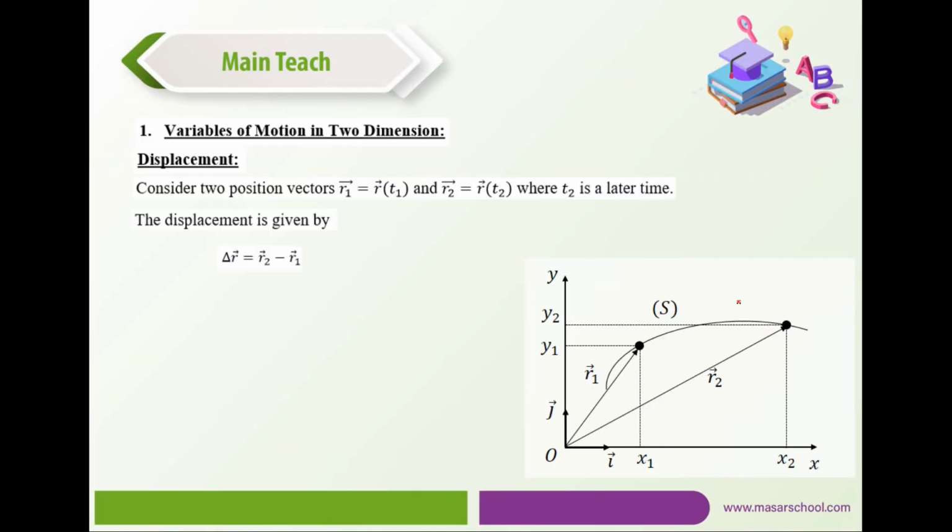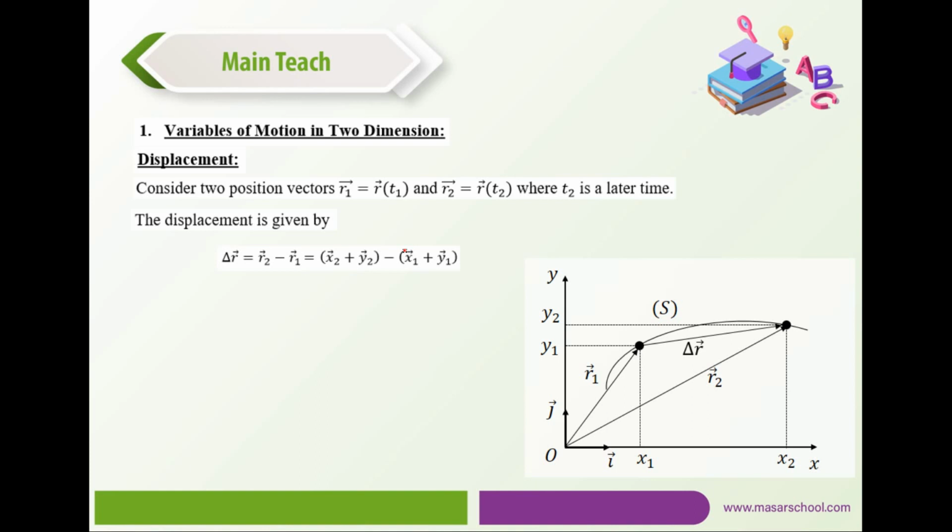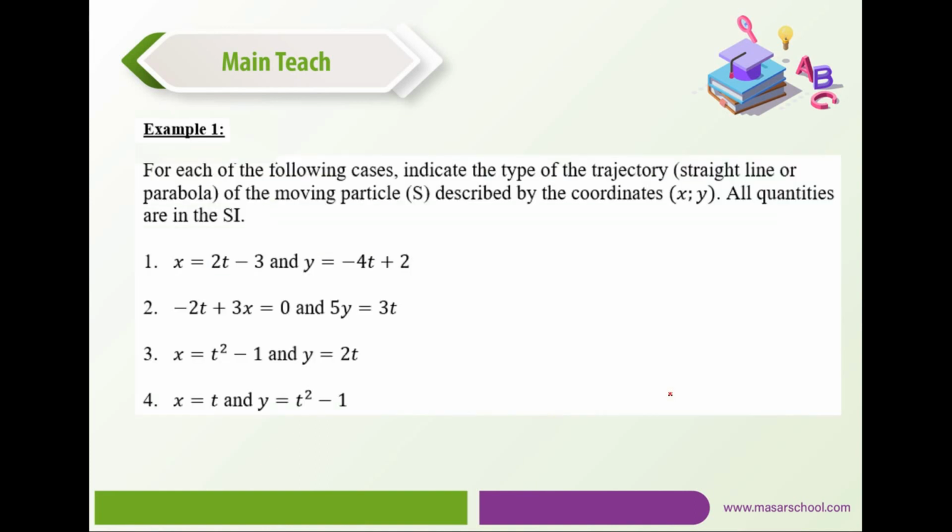Then the displacement is given by delta r, which is r2 minus r1, which is x2 plus y2 minus x1 plus y1, because the position vector r2 is given by x2 plus y2 and r1 is given by x1 plus y1. And here we have represented delta r graphically using the tail to head method.